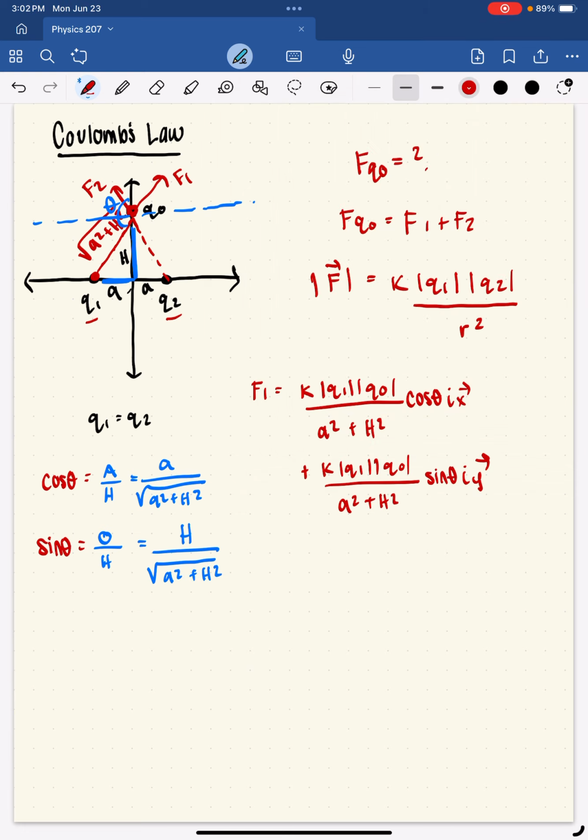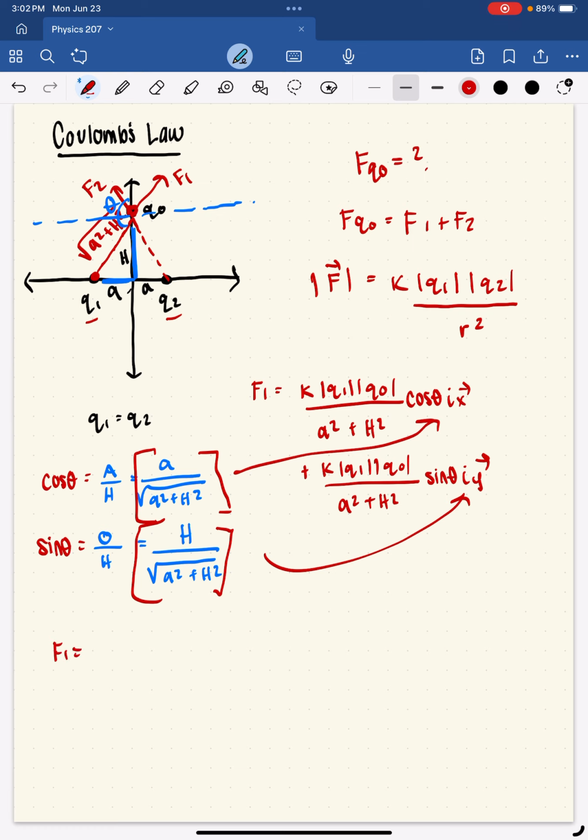Okay, so now we can plug in this into cosine theta and this into the sine theta. So let's write it again. Let's write it as simplified as possible. So F1 is K, Q1, Q0, A, and then the denominators will simplify to the 3/2.